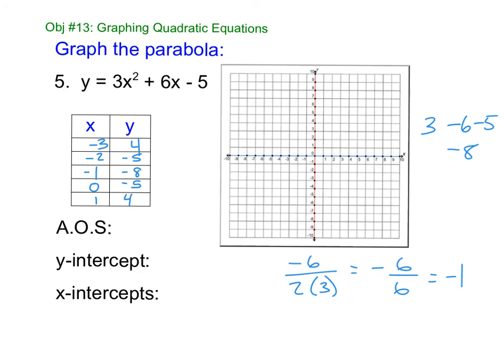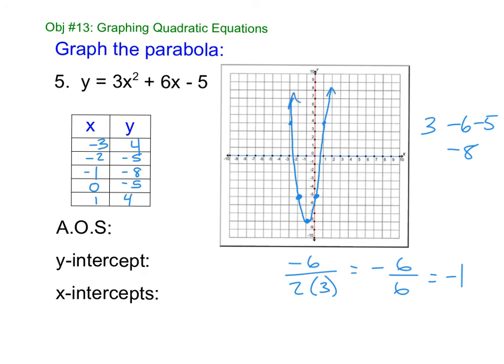All right, let's see what this looks like. -3, 4; -2, -5; -1, -8; 0, -5; and 1, 4. So notice this looks a little different. It's skinny, right? That's a skinny graph.